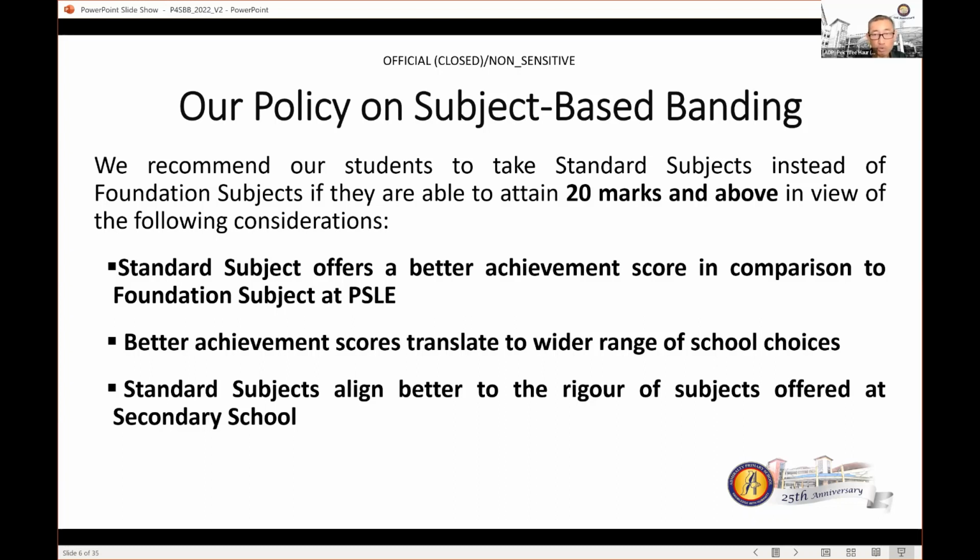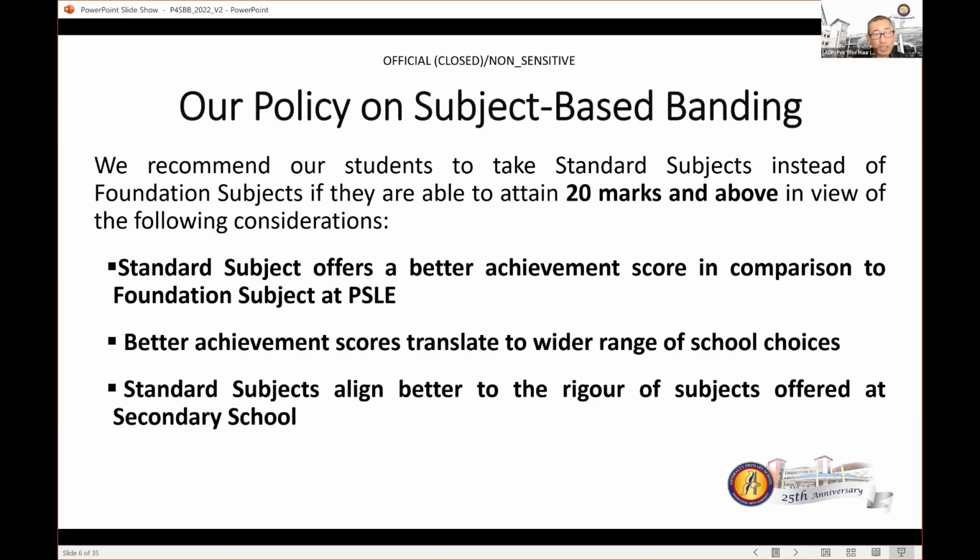For them to keep them at the standard subject. Okay, and why is it that we want to keep our students in standard level as far as we can? It's because of the following reasons. So first of all, the standard subjects offer a better achievement score. In terms of achievement score offered by the standard subject, we go the full range, all the way from AL1, which is the best score, all the way to AL8.